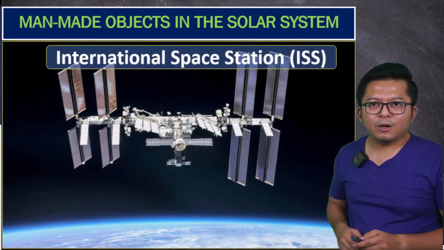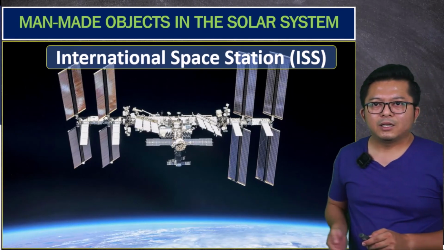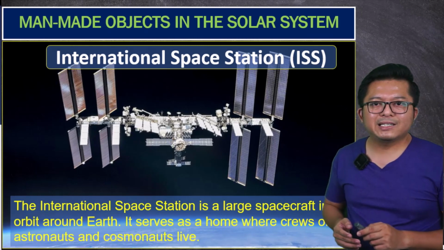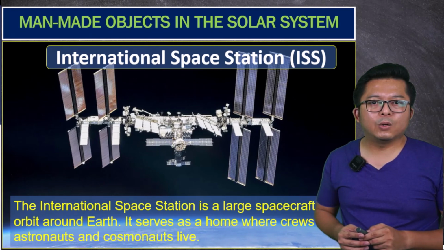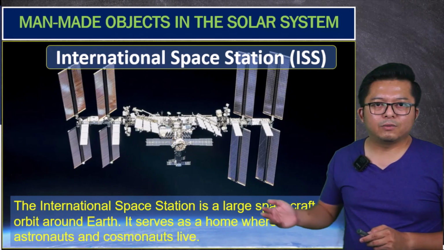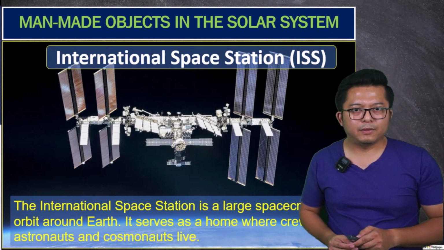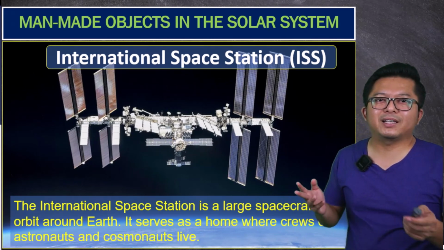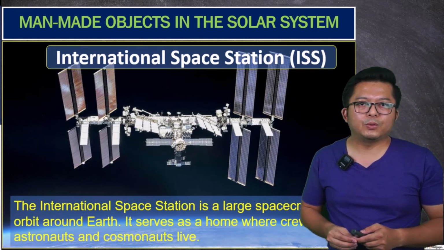Moving on to the second object, the International Space Station. It is a man-made object in the solar system. The International Space Station is a large spacecraft in orbit around the Earth. It serves as a home where crews of astronauts and cosmonauts live. What do they do? Of course, they do experiments. Things that they need to test, they test here, and the results are sent to the Earth.